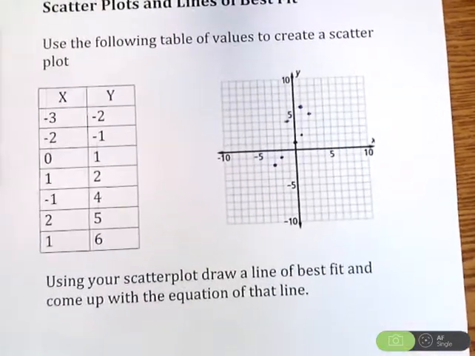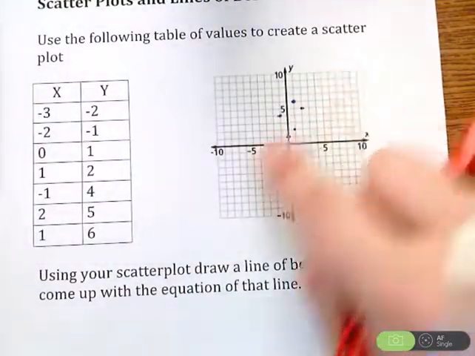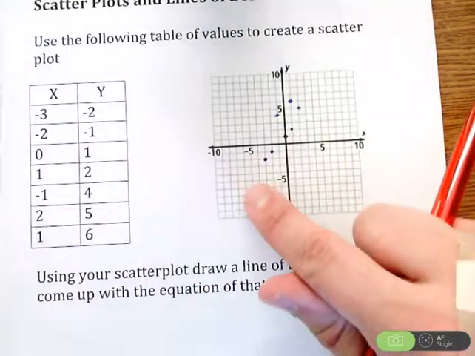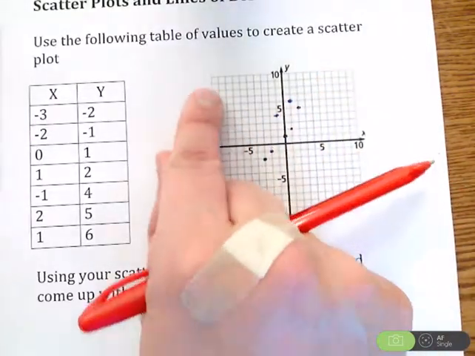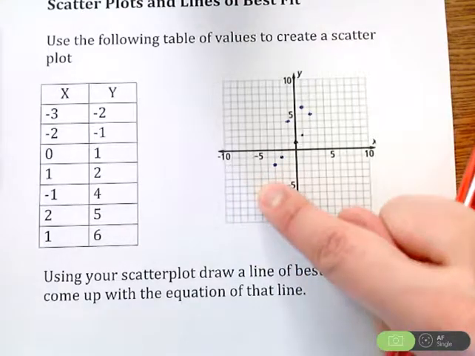What we're going to do, though, is use our scatter plot to draw a line of best fit and come up with the equation of that line. So we want to find a line that best represents this data. When I look at it, the data is kind of going upwards in this direction. It's not really coming down, and it's not really going flat.